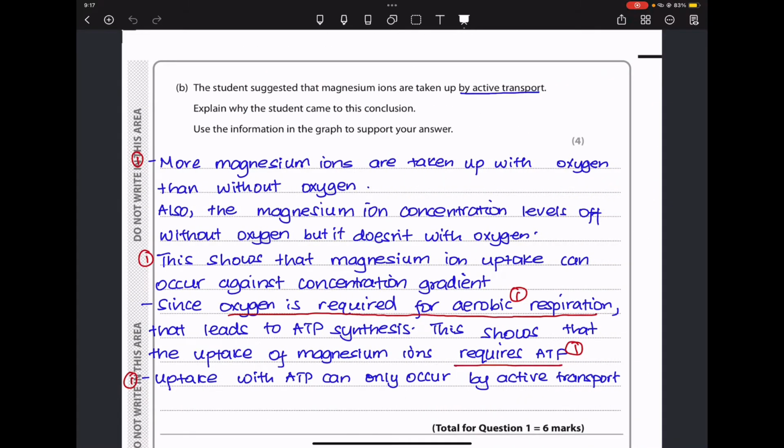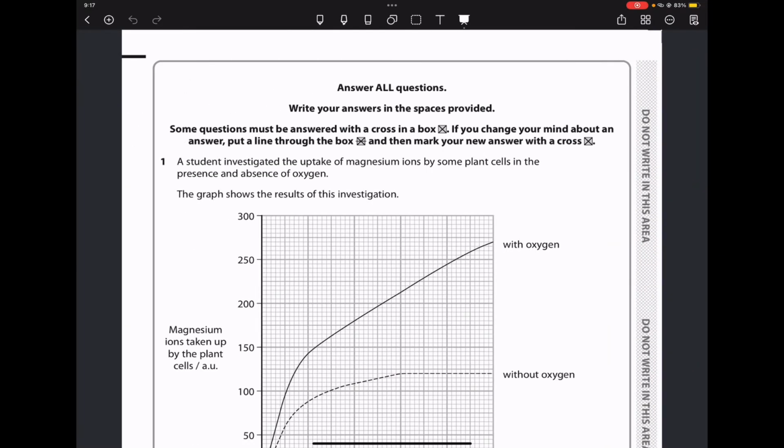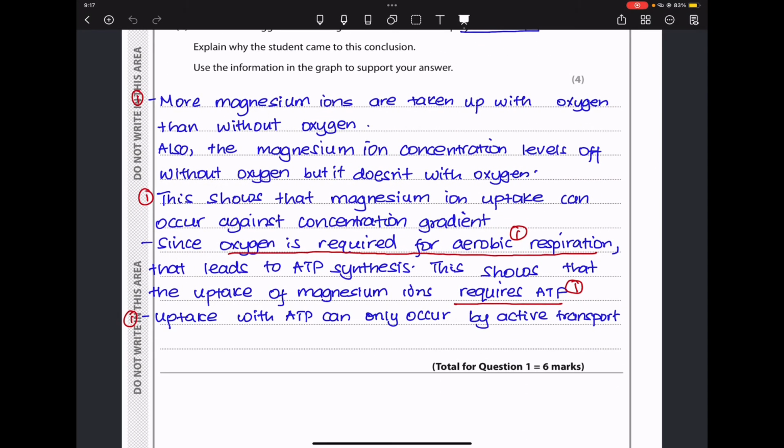So here I said more magnesium ions are taken up with oxygen than without oxygen. Also, the magnesium ion concentration levels off without oxygen but doesn't with oxygen. Again, to take you back, you can see this is continuing while this is leveling off without oxygen. So this shows that magnesium ion uptake can occur against concentration gradient. Since oxygen is required for aerobic respiration that leads to ATP synthesis, this shows that the uptake of magnesium ions requires ATP. Uptake with ATP can only occur by active transport.